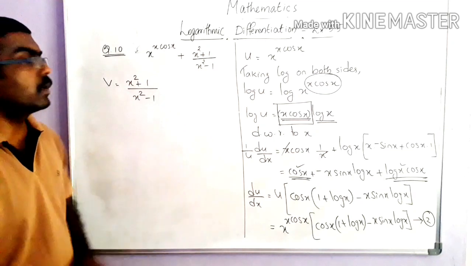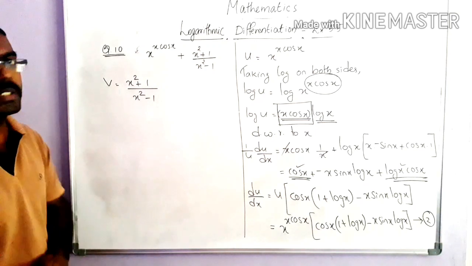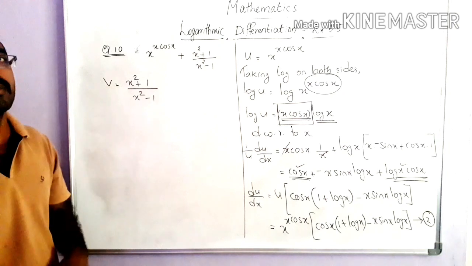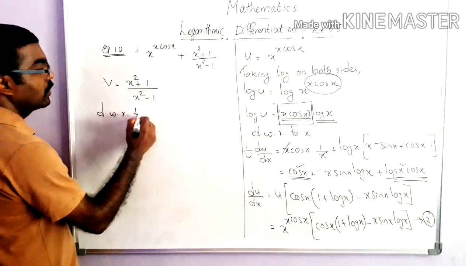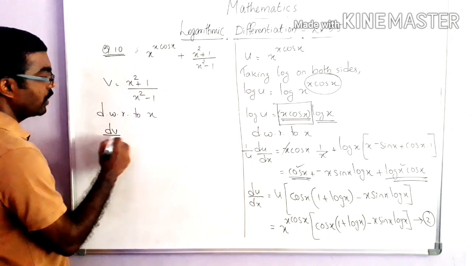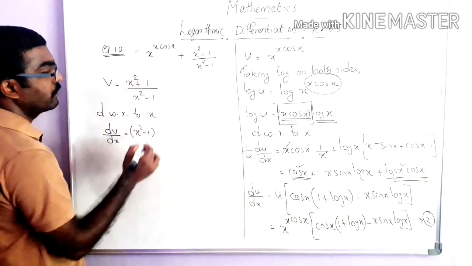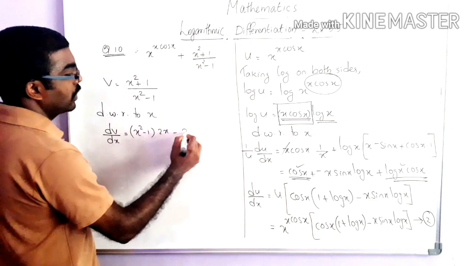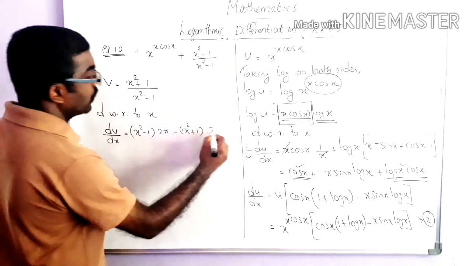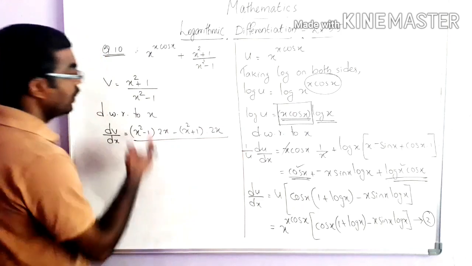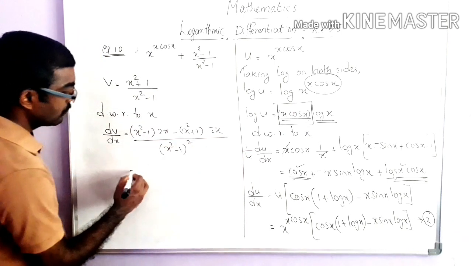Here no need to go for logarithmic differentiation. We can take the derivative directly by applying the quotient rule. It is u by v form, so we can apply the quotient rule. So differentiating with respect to x, that is dv by dx is equal to denominator x square minus 1 into derivative of numerator, and it is 2x, minus numerator x square plus 1 into derivative of denominator, again it is 2x, divided by square of the denominator, that is x square minus 1 the whole square.